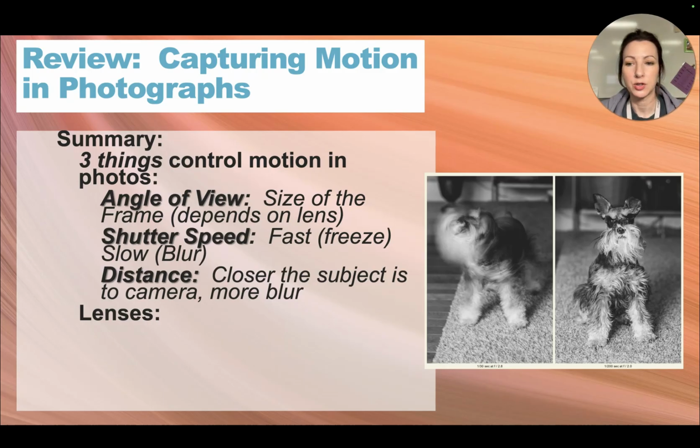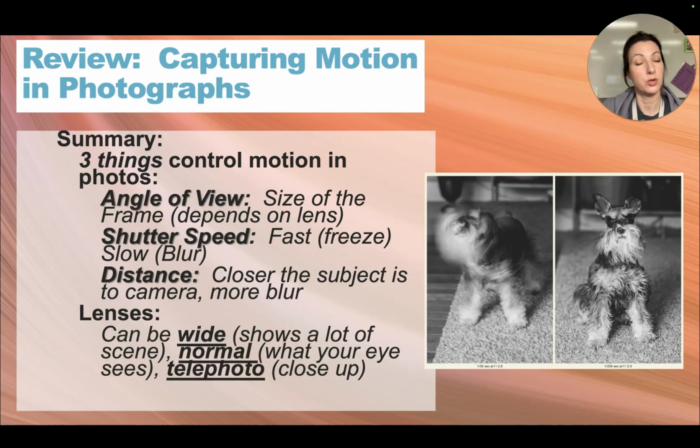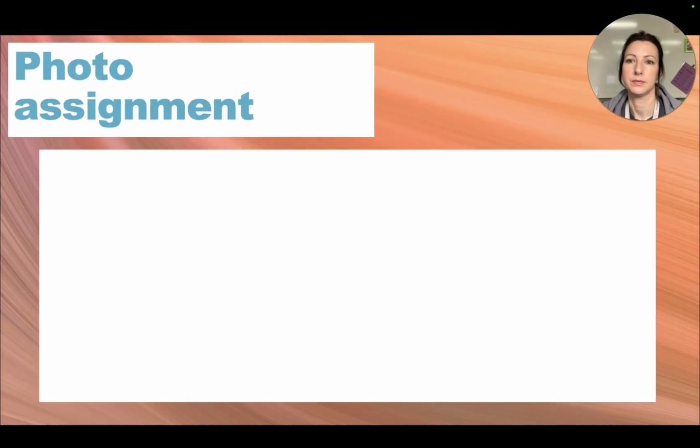And then don't forget about your lenses. They can be wide, which shows a lot of scene in front of you, even more than what your eye can see. Normal is about your eye, a 50 millimeter, and telephoto is very close up. So all of these things work together to capture motion.